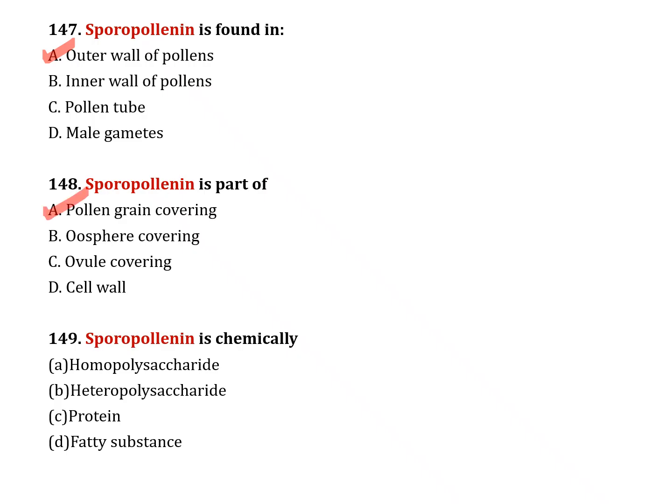The next question, number 149. Sporopollenin is chemically option A, homopolysaccharide. Option B, heteropolysaccharide. Option C, protein. Option D, fatty substance. Correct answer is option D, fatty substances.